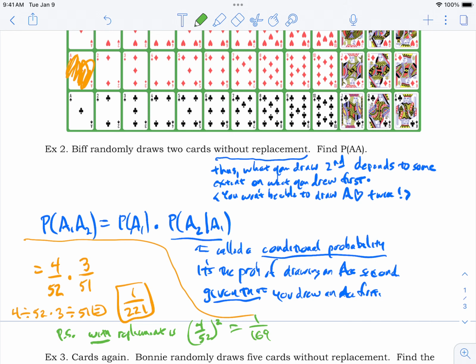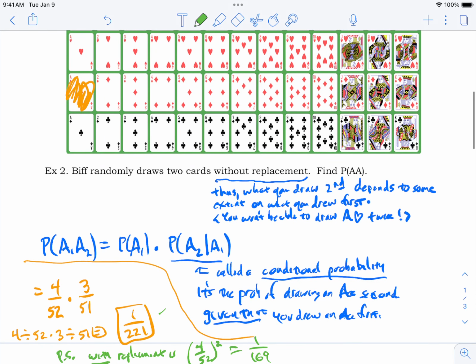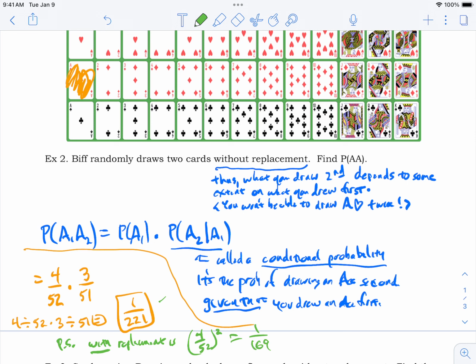If you take one out of the deck, now you've got fewer aces, and so it's a little harder to do. You get the 1 out of 221. Okay, cool. And that is the main point for the day. This idea of dependent events. What happens on the second draw depends on what happens on the first. It's harder to get an ace on the second card if you already drew an ace on the first card. See what I mean? So there's a dependence there. The probability depends on what's already happened. Those are called dependent events. This is called a conditional probability.